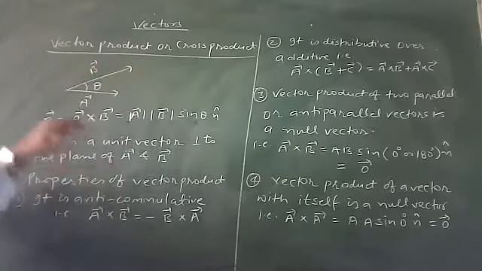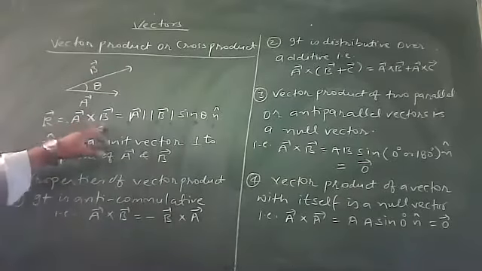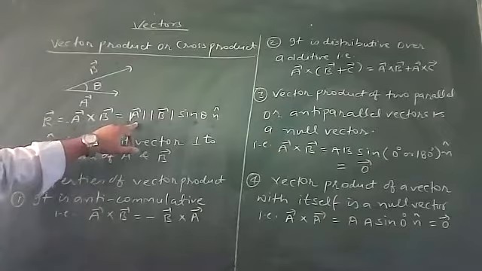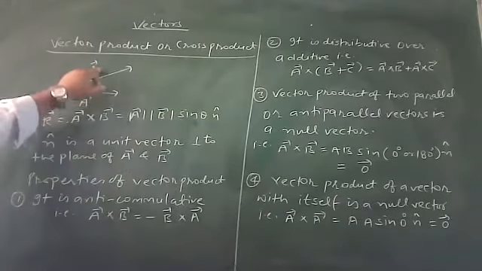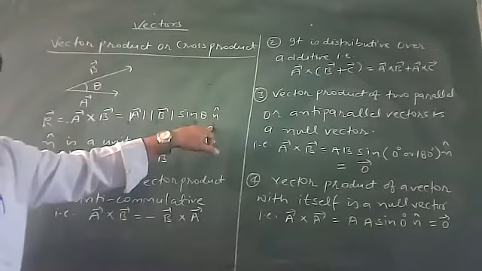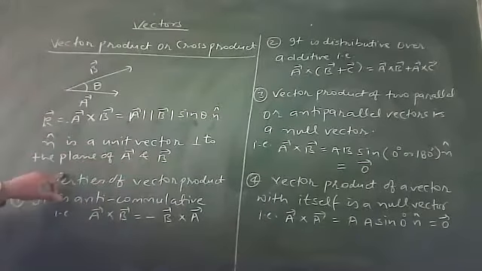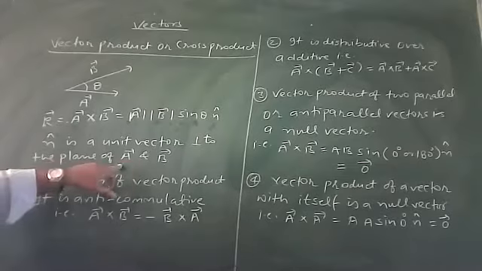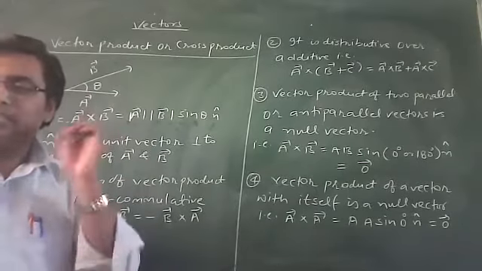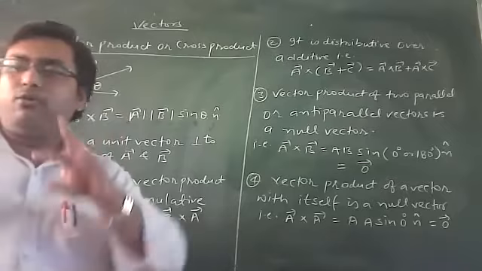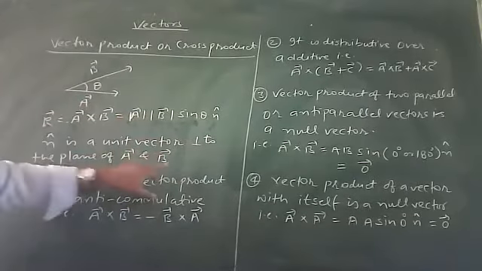Then their vector product, or their resultant R vector, is equal to A vector cross B vector, which is equal to modulus of vector A multiplied by modulus of vector B sin theta, where theta is the angle between both vectors, and n cap. What is the n cap? N cap is the unit vector perpendicular to the plane of A vector and B vector both. That means the resultant of a vector product is perpendicular to both component vectors. This R vector is perpendicular to A vector as well as B vector.